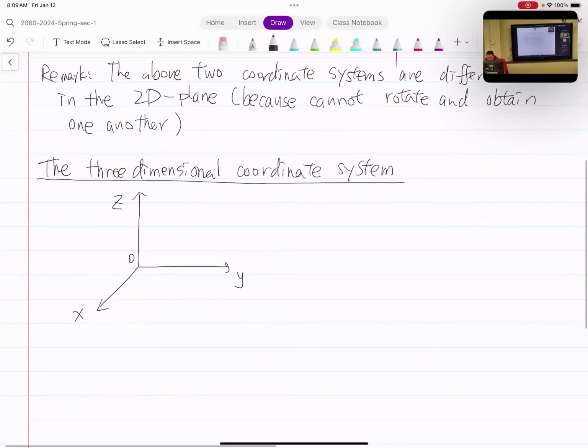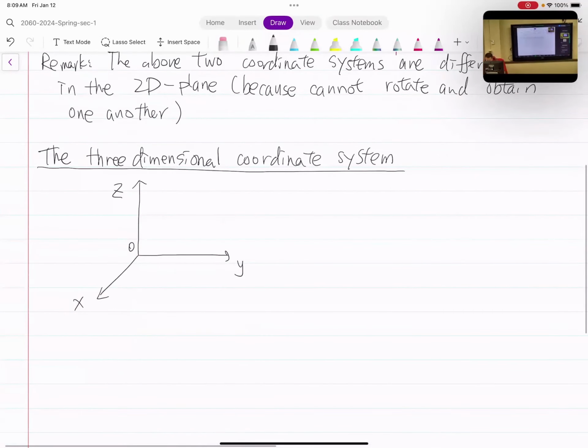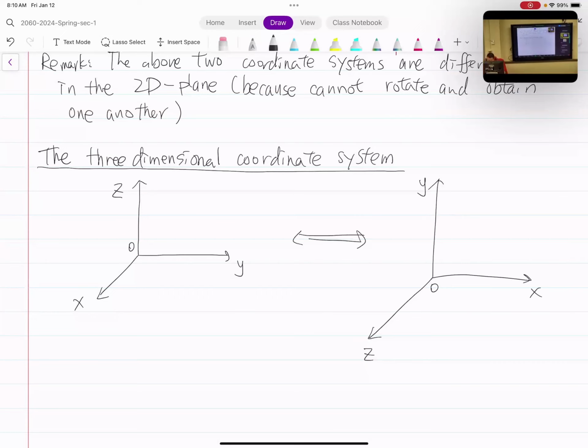Okay. And now, like we have seen before about rotation, of course you can get a different copy of axes just by rotating this system on the left. So let's say, actually, I claim that I can get this coordinate system by simply rotating what you have on the left. They are equivalent.